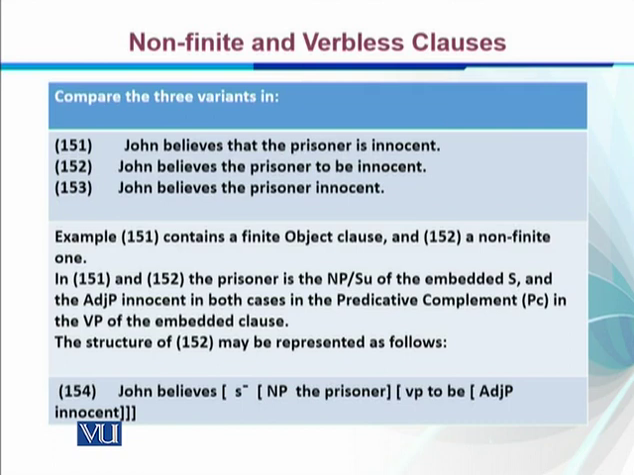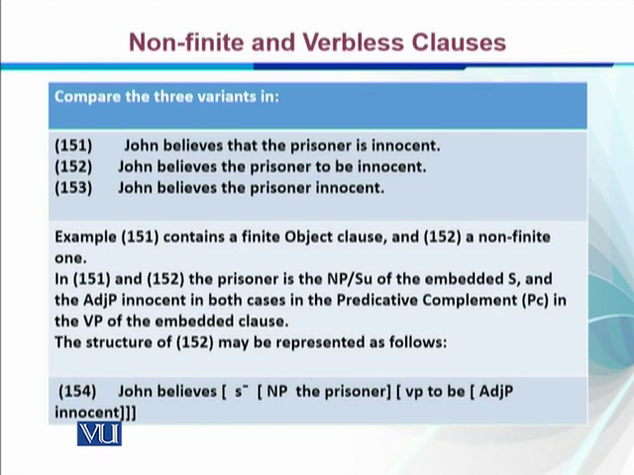What we know is that the prisoner is innocent is an object clause of the main verb believe, and so the prisoner to be innocent is also a direct object, and similarly 153. So we can say that in 151 and 152, the prisoner is a noun phrase which is the subject of an embedded sentence, which is S, and innocent is an adjective. In both cases, innocent, which is an adjective phrase, plays the role of complementation. So on this basis, we can say that the relationship between the prisoner to be innocent and the prisoner innocent in 152 and 153 is that of subject and its predication.